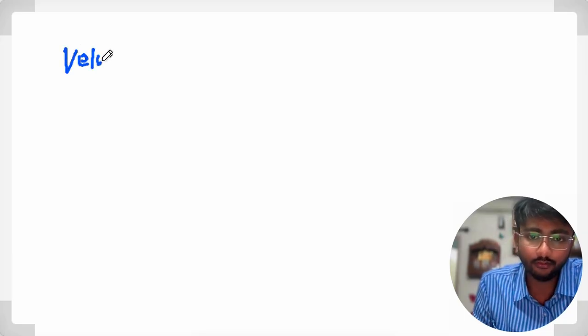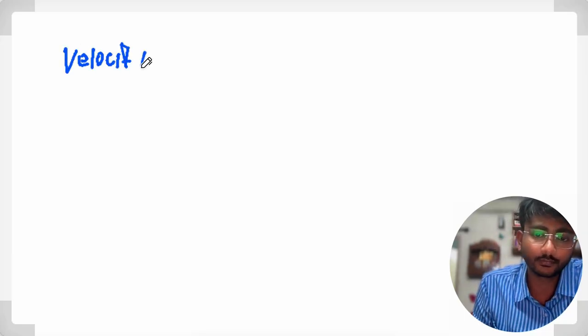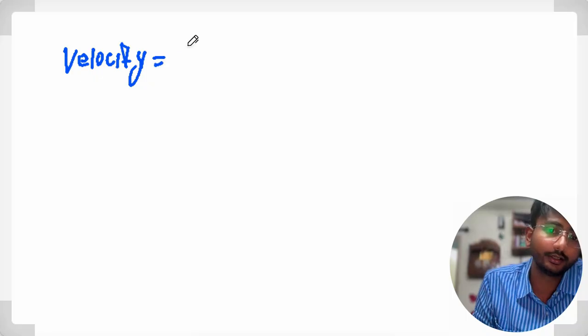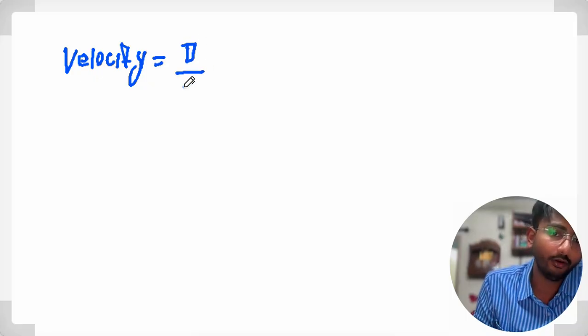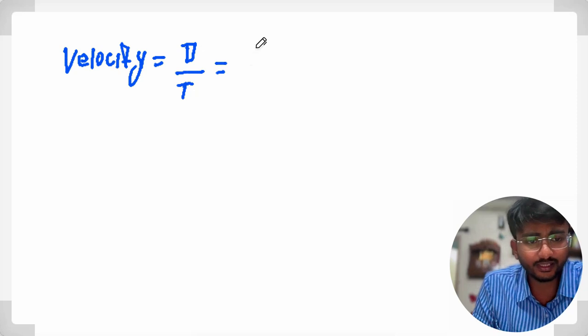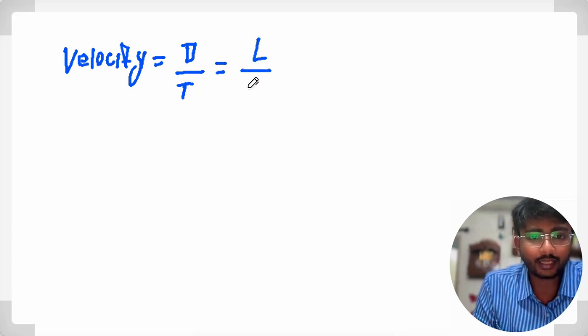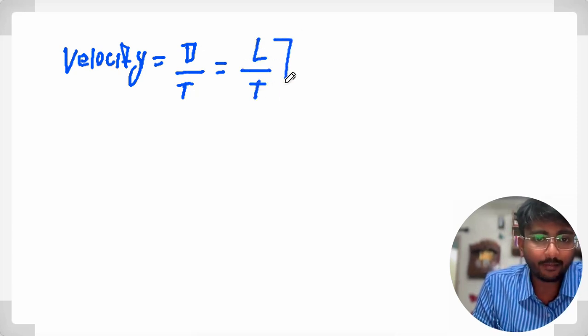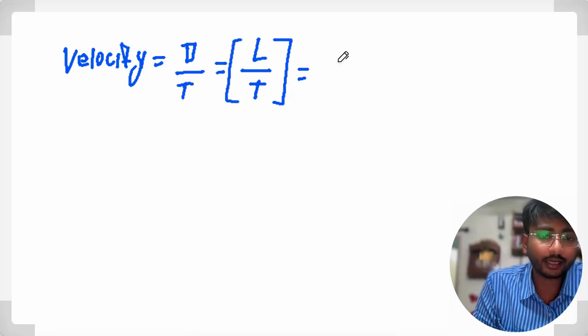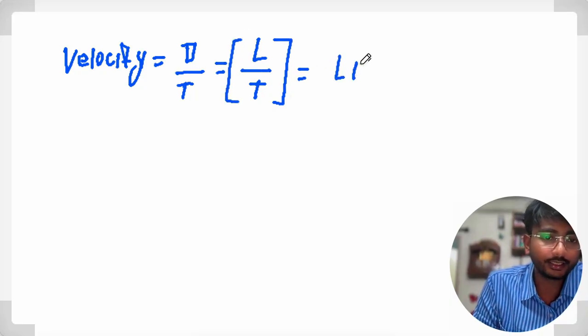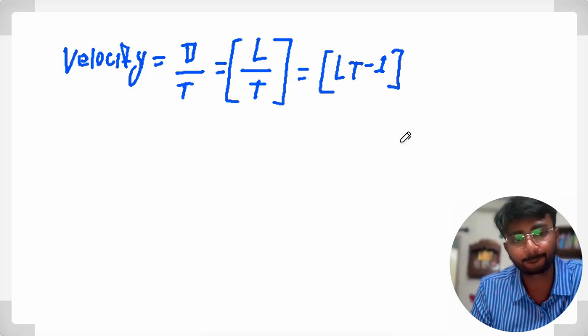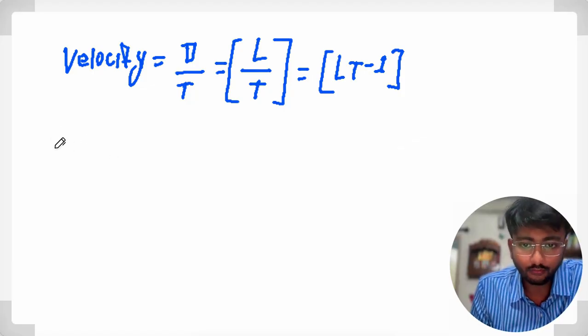velocity. Velocity is what? Displacement d upon time. So displacement is what? Displacement is nothing but length L and time is t. So the dimension of velocity will be L upon t. So we can write it as L t to the power minus 1. This will be the dimension of velocity, right?